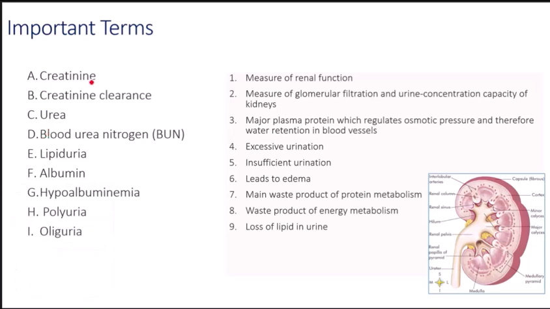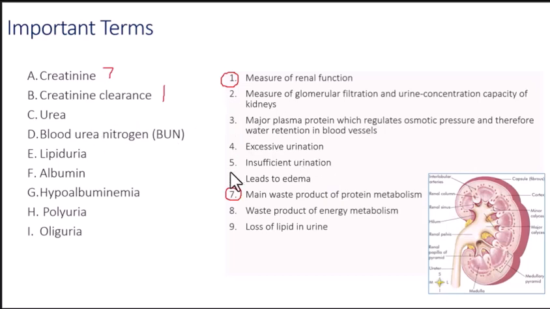The first term is creatinine. Creatinine is the main waste product of protein metabolism. Creatinine clearance is a measure of renal function. So if you suspect that someone has kidney problems, they can be given a dose of creatinine to see how much of it goes through the kidney and into the urine. If it doesn't pass through as expected, it could indicate a kidney problem.